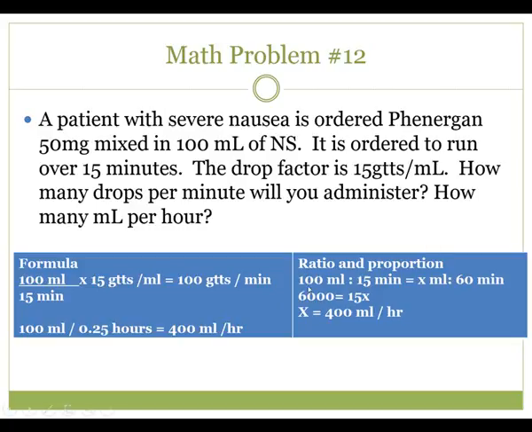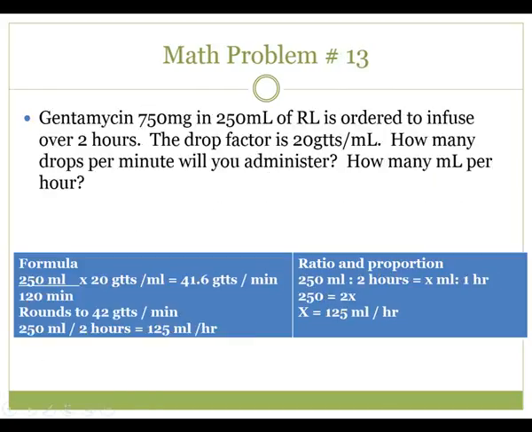Using ratio and proportion, you'd say 100 mils in 15 minutes means X mils in 60 minutes, and it would come up to 400 mils that you would need to run per hour to get this dose in 15 minutes. Once again, the pump has to be set in 400 mils an hour. You're not going to give this patient 400 mils. You're only going to run it for 15 minutes, but you still have to set the pump at 400 mils per hour to get it in at the appropriate rate. You just turn the pump off after 15 minutes.